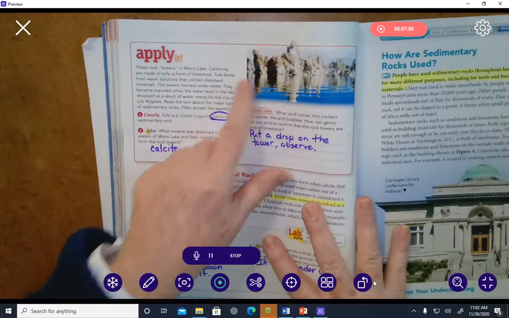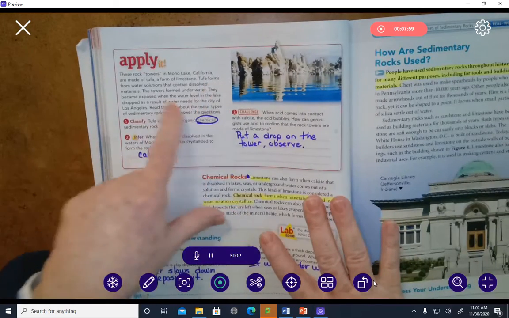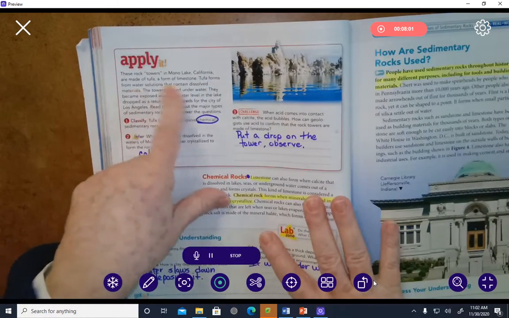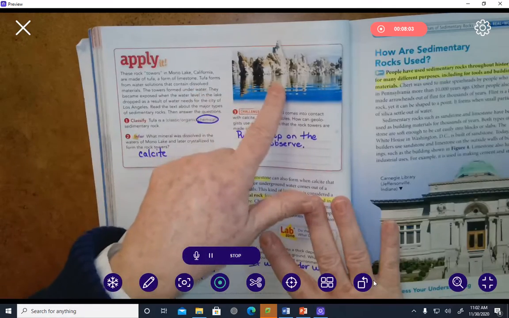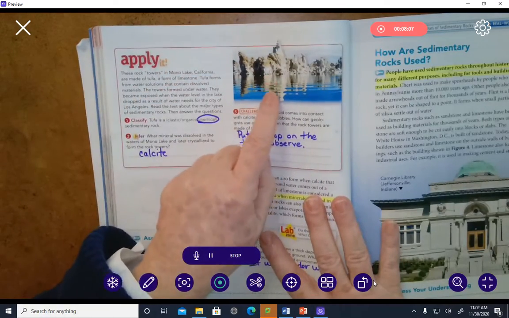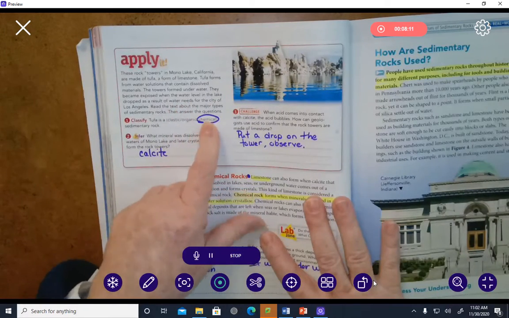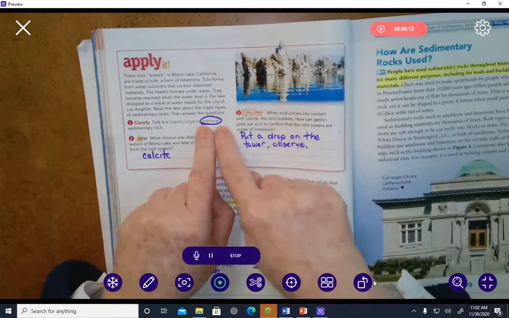Now, if you answered this up here, this is a really interesting story. Look at this. Classify tufa as what? And it talks about it. It's formed when water dissolves and forms these. The only reason why we see these is that this water has been drained, and it tells you this. So this would make these particular rock formations chemical.